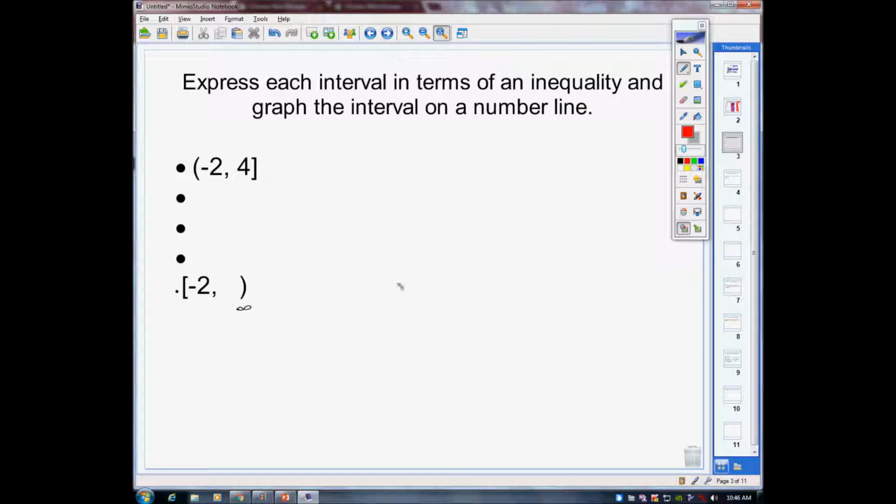Wow, that looks lovely, doesn't it? Okay, hopefully it looks a little bit better on your handout. So we're going to ignore these dots.